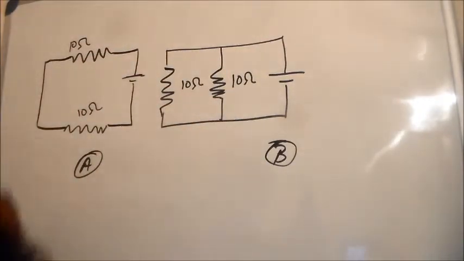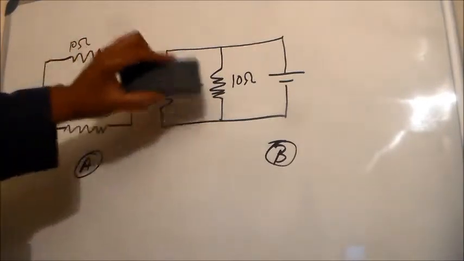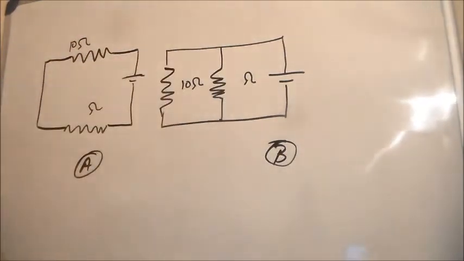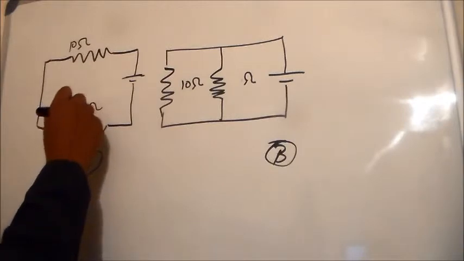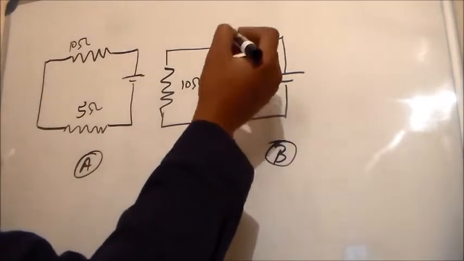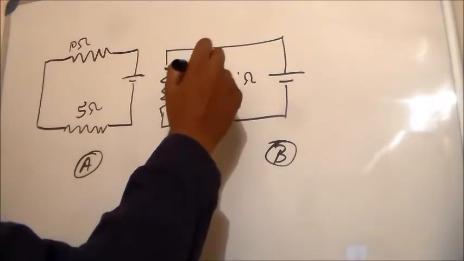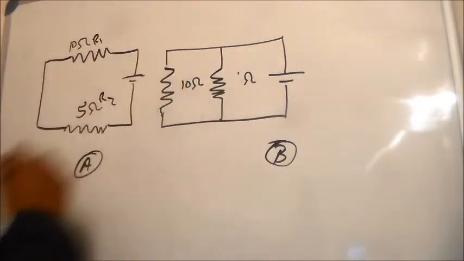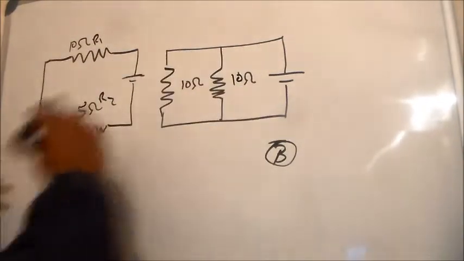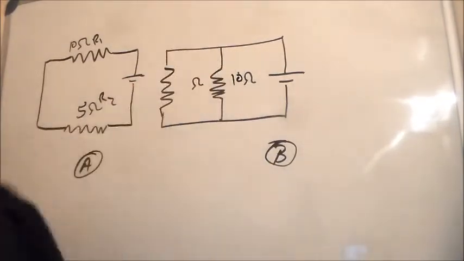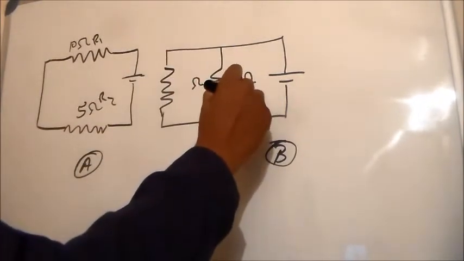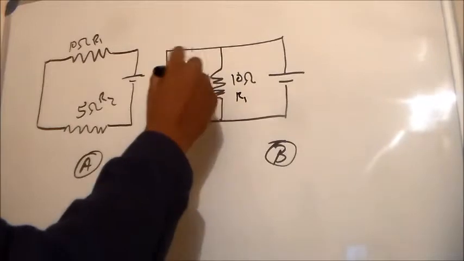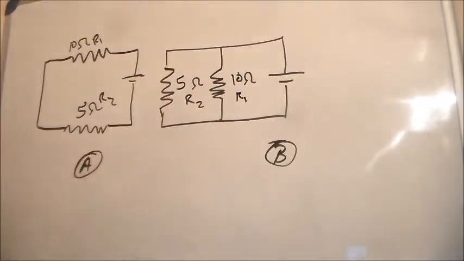And as a matter of fact, let's throw some salt in the game. R1, R2, this one, and this will be R1, and this will be R2. R2 will be 5.